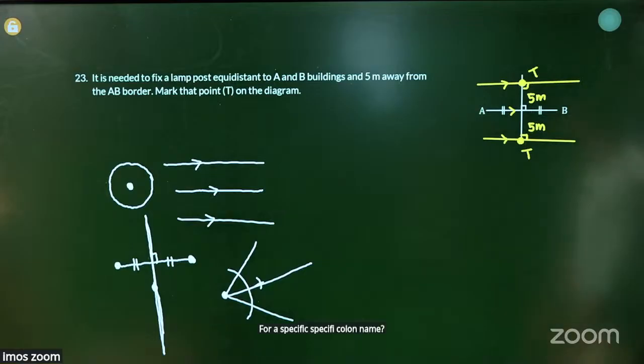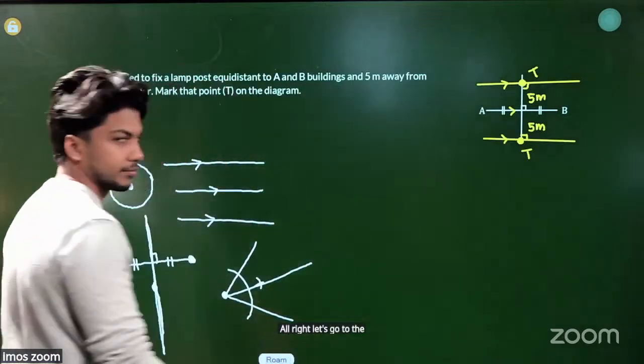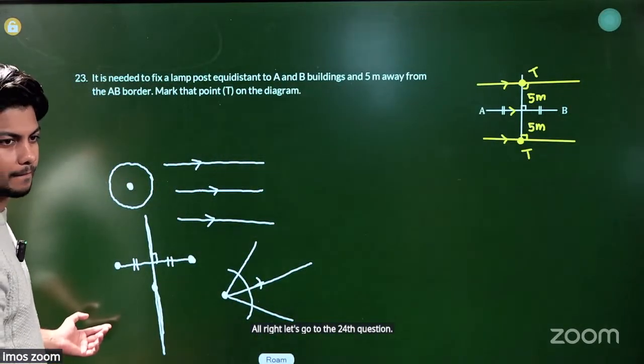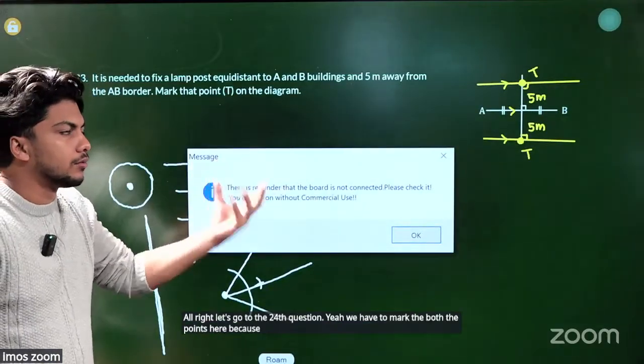Okay, turn off the chat. All right, let's go to the 24th question. Yeah, we have to mark both the points here because not specified.